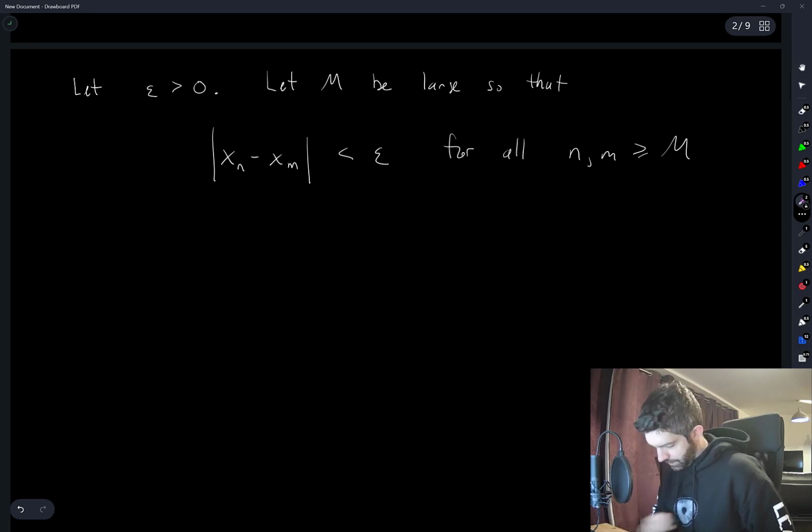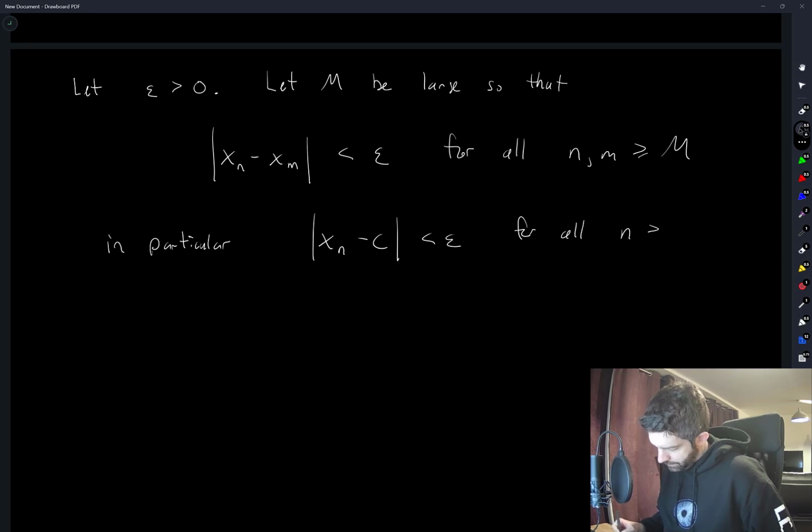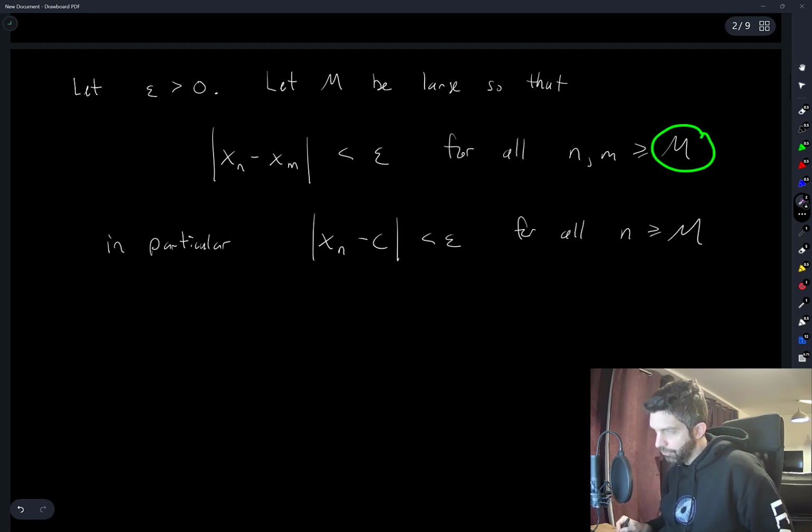So that is here. We know we can find this because we're given that x is a Cauchy sequence. In particular, xn minus c is less than epsilon for all n greater than or equal to M. So this is true for all indices greater than capital M. We know that there's always an index greater than capital M where xn, or x little m, is equal to c. So I can always find a little m where this is equal to c. So choose that value of little m. Then I have that this is true.